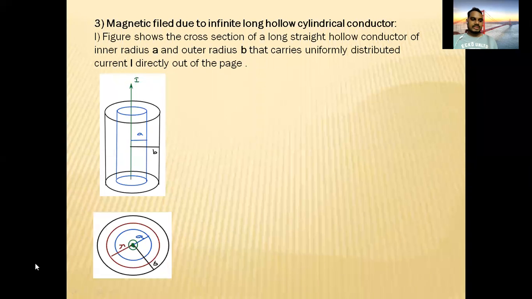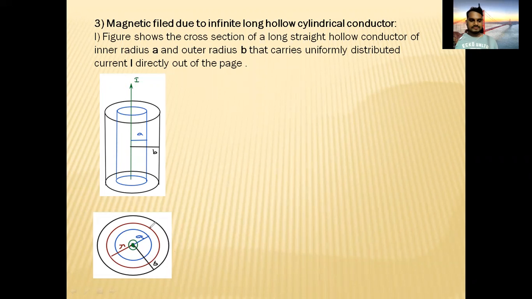Now see, here you can observe we have the top view of it, but sir, there are only two circles, what does that mean? So listen here, the green one at the center which I'm showing as a dot is the current coming out of the page. The black circular shape is the outer surface cross-section of radius B, and the blue circle indicates the inner surface cross-section of radius A from the center.